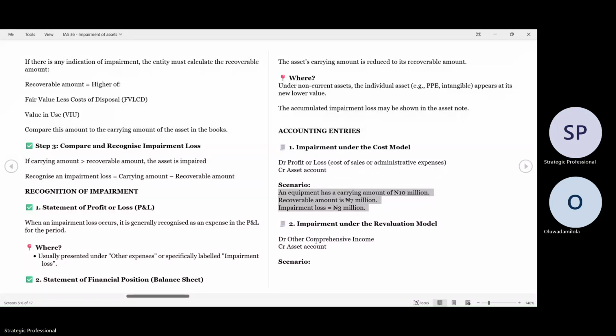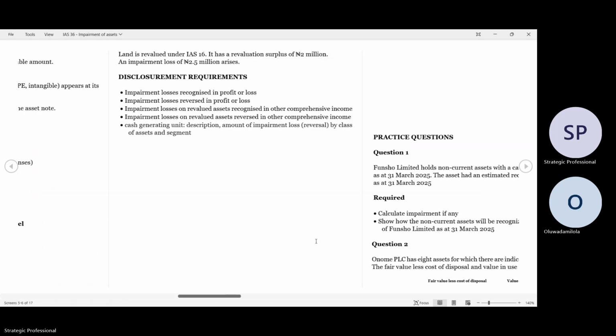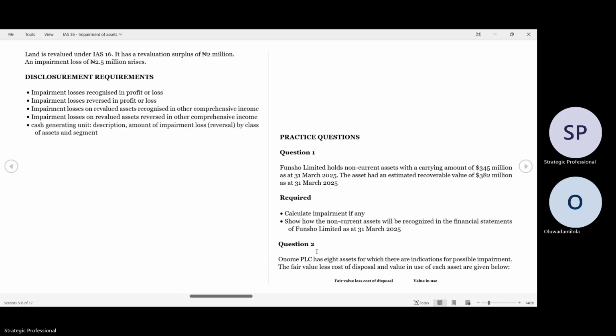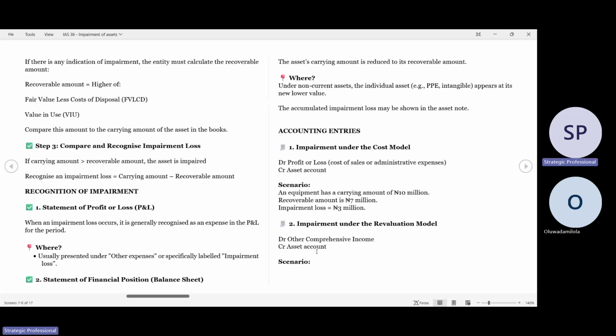Okay, let's go back to the slide. So the accounting entry, if impairment is under the revaluation model. If the impairment is under the revaluation model, what the standard says is that you should debit other comprehensive income and credit the asset account. That's what the standard says.